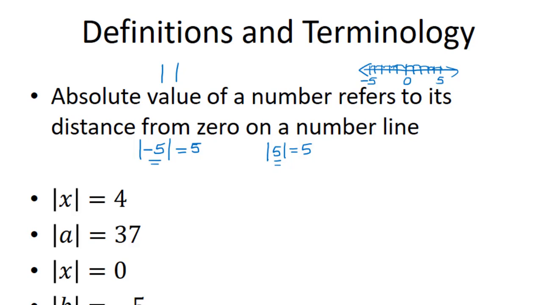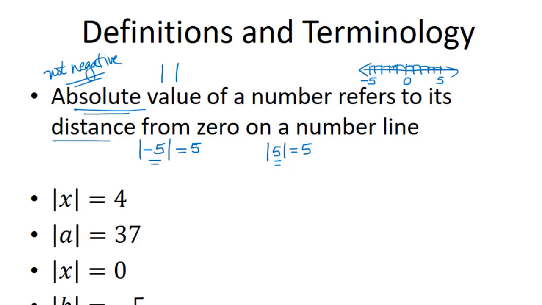Now, the other thing I want you to observe is that the absolute value is not negative, because distance cannot be a negative number. So the absolute value can either be 0 or a positive number, but it can never be a negative number. So let's look at some basic absolute value equations and get the gist of what those mean, and then we'll go to some more complicated equations.